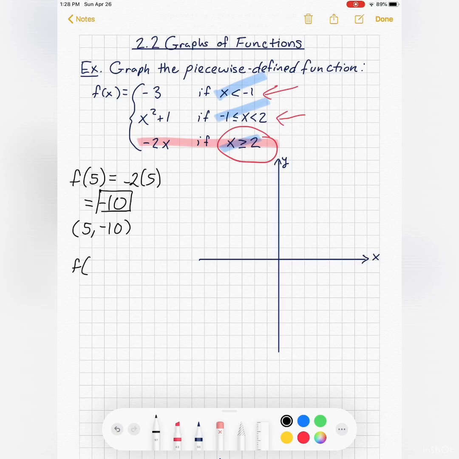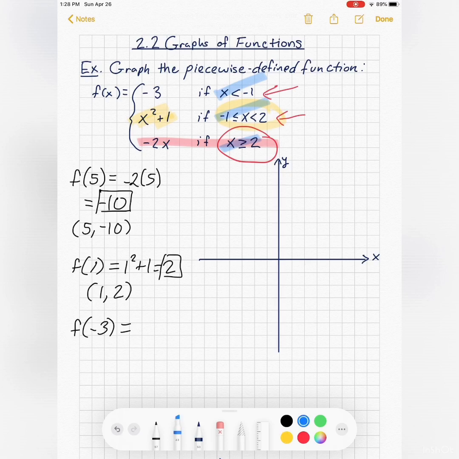So what if I plug in 1? Okay, so first I have to look and see which set 1 falls into. Well, 1 is in between -1 and 2. So that means I would plug 1 into that middle piece. So what have I found there? I have actually found another point on the graph of the function. I could do as many of these as I want. I'll do one more.